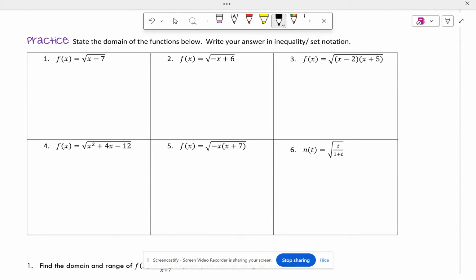So, state the domain of the functions below. Write your answer in inequality or set notation. Inequality set notation is the same thing. That's going to be the one that looks like this. Okay? Let's find the domain.